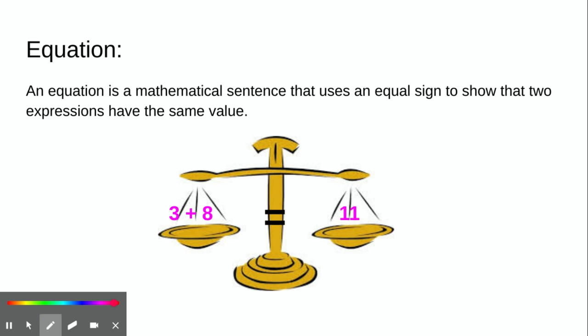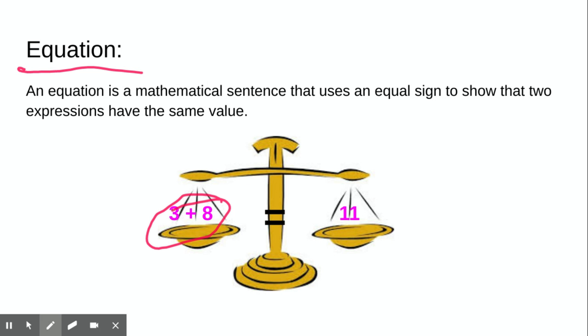So here's a quick definition of what an equation is. An equation is a mathematical sentence that uses an equal sign to show that the two expressions have the same value. For example, 3 plus 8 is 11, and that's equal to 11. They are both the same value on each side of the equal sign, because 3 plus 8 is 11, and 11 is 11. So they are equal.